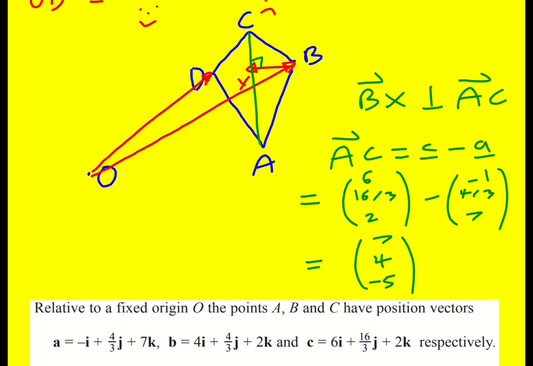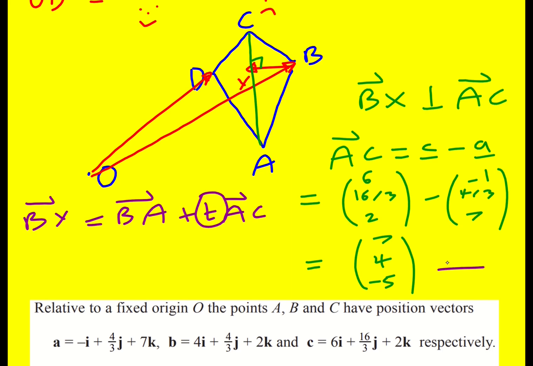Now BY, we have no idea where Y is. But this is what we can do. BY must equal, we've got to think about it as the equation of a line now. BY, well, we can go from B to A. And then we are going to go along some amount from A to C. That will get us there. Okay, we just don't know what this thing is, but if we know what that is, then we know what BY is. And that's where we're going to use a dot product.